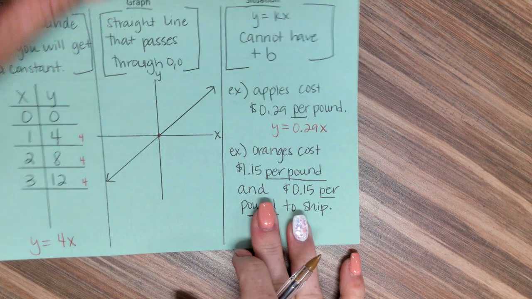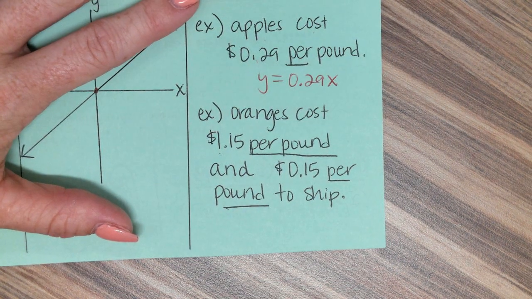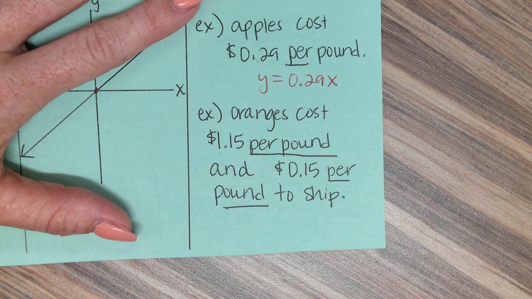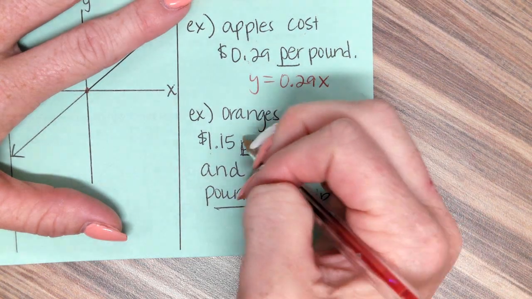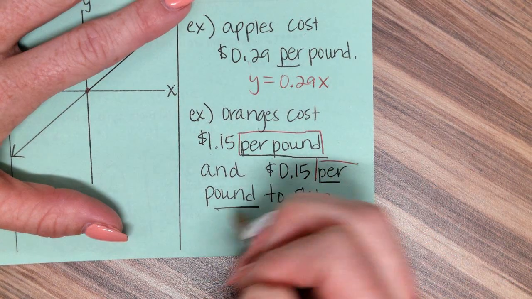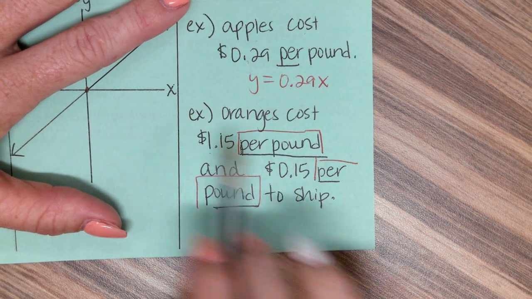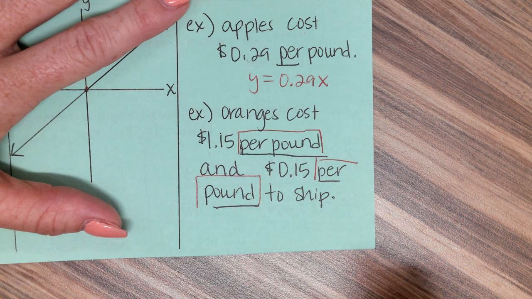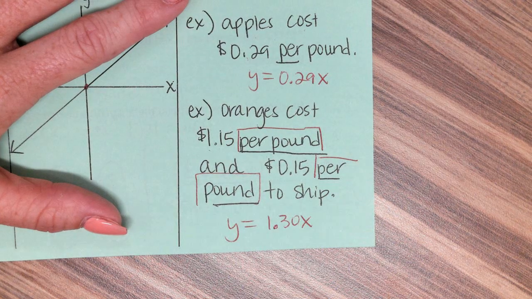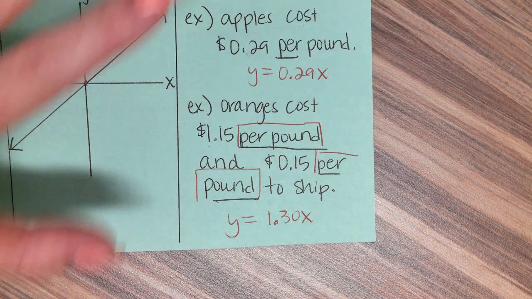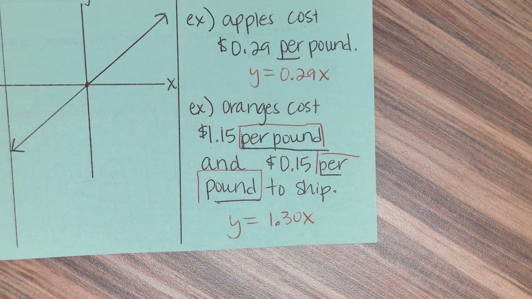Look at the bottom example. The bottom example has two numbers, but it's still proportional. Who can tell me why the bottom example is still proportional? Both numbers say what? Per pound. So if I wanted to write an equation, I would just add those numbers together. Well, $1.15 plus 15 cents is $1.30. So it'd be y equals $1.30x. Anytime they both say per pound or per night, then those are still proportional.